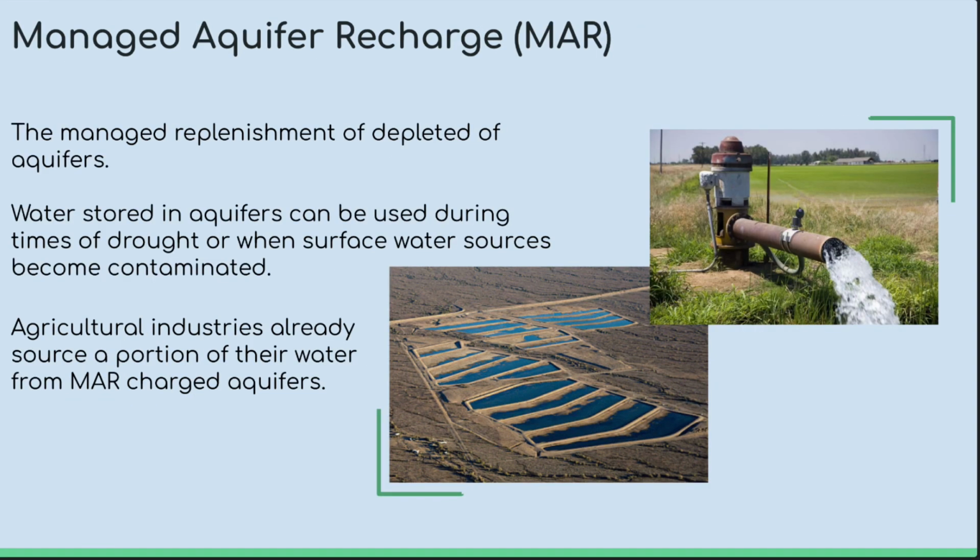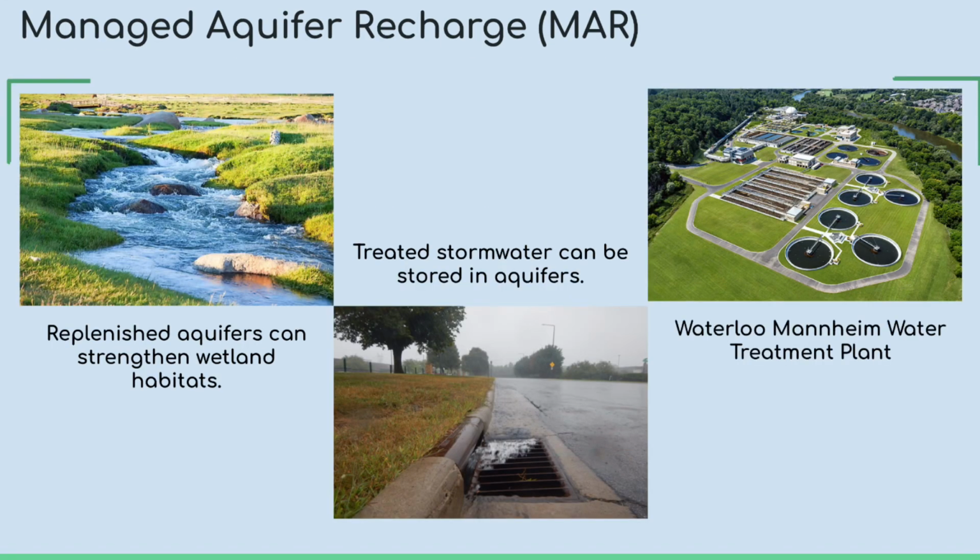The last main form of aquifer usage that I'll be discussing in this video is managed aquifer recharge, or MAR for short. MAR consists of the managed replenishment of a depleted aquifer. Water stored in an aquifer can be used when surface water becomes contaminated, scarce, or otherwise unavailable. Agricultural industries already make use of MAR technology to sustain crops during drought seasons. Replenished aquifers can strengthen wetland habitats.